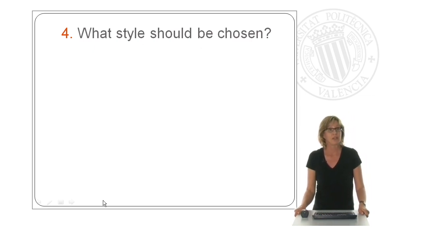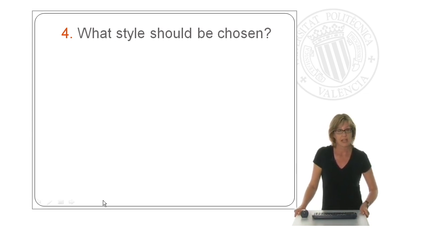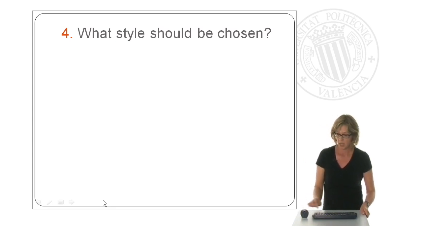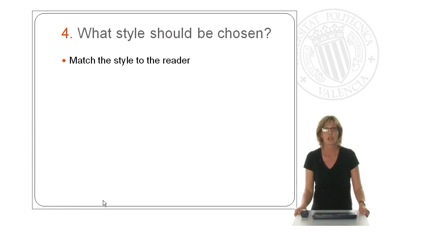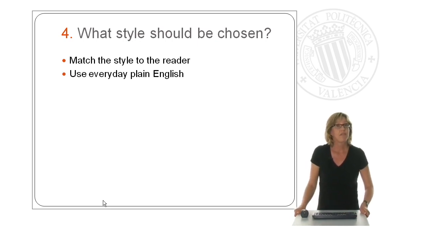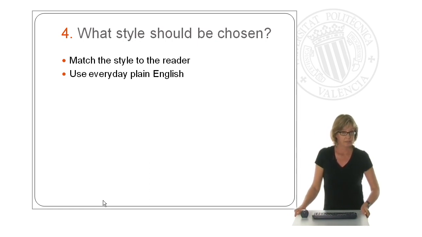Question number 4 was about the style. What style should you choose for your report? Remember that when you write a report, you're not writing for yourself, but for your readers. So you should match the style to the reader. For example, when you write for your boss, you should choose a more respectful and formal style. When you write for a junior colleague, you can use a more direct style. Use everyday plain English. It's easy to write, it's easy to read, and simple to understand for everyone.